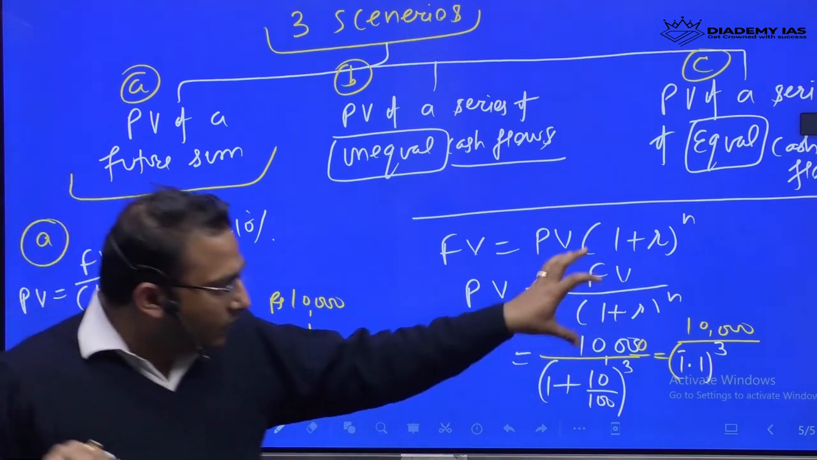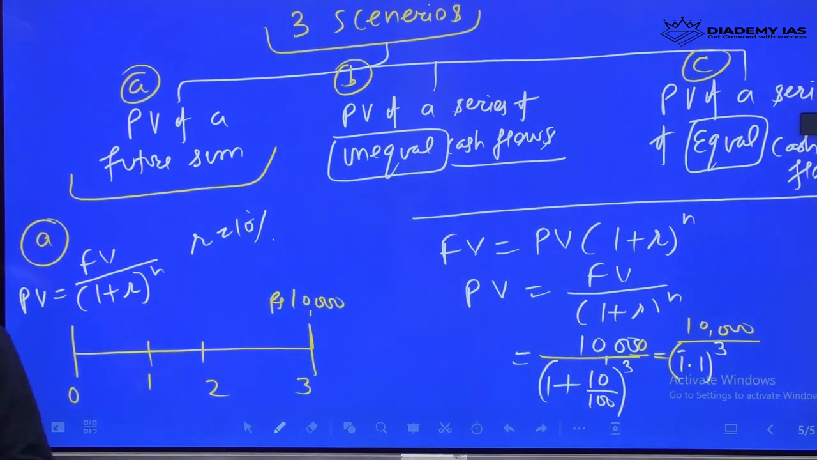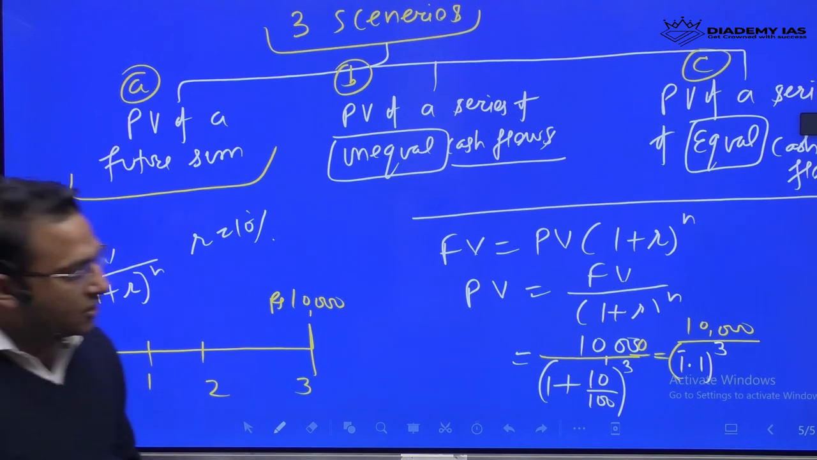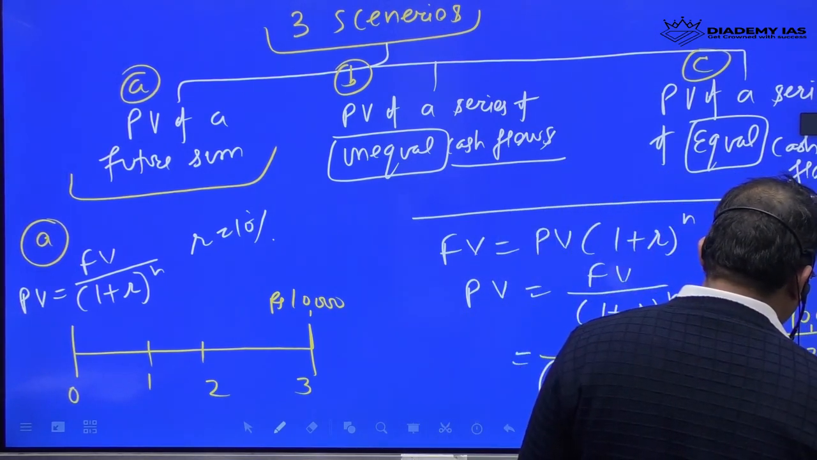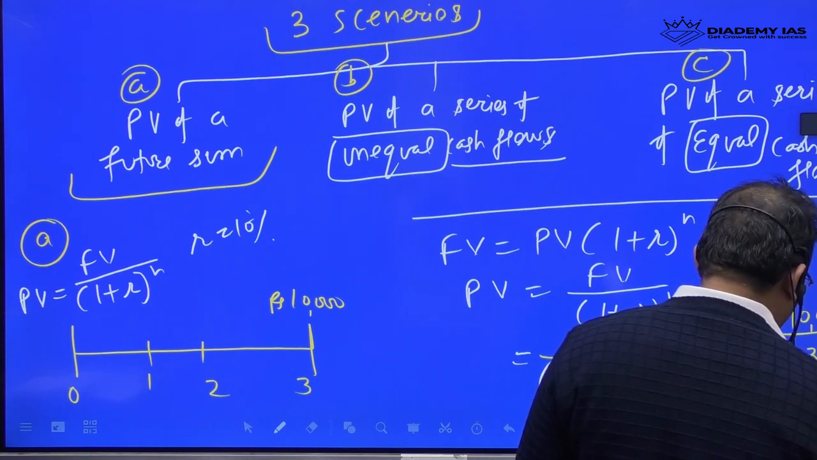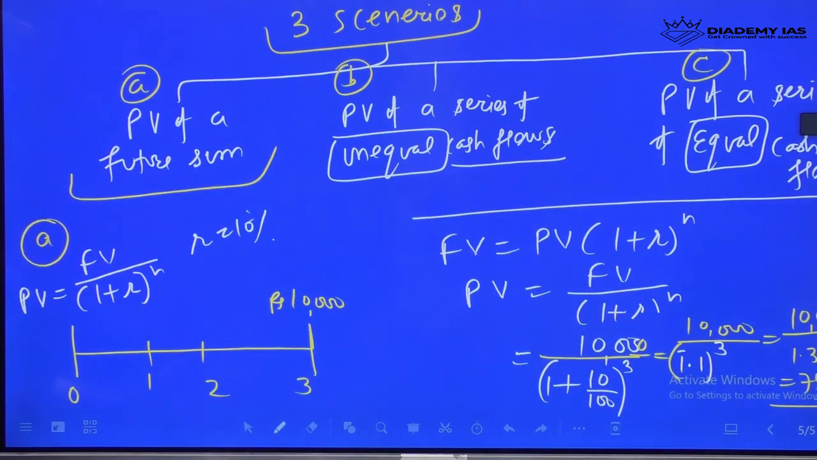And basically, one way is we will calculate this. That is also the right way. We can calculate this 1.1 cubed, it will be 1.331. 10,000 divided by 1.331 comes out to be 7513 rupees. If we calculate it manually, 10,000 divided by 1.331 is equal to 7513. But we can also calculate it using the table. Okay? Using the table also.